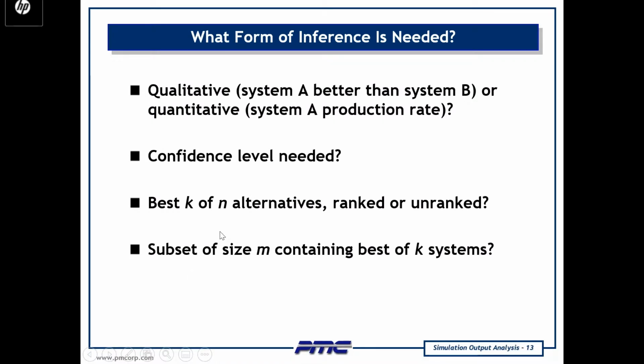And what form of inference is needed? It may be quantitative, I want a number, like a production rate. It may be qualitative, which system is better, and by approximately how much, and now we're getting quantitative again. What confidence level is needed in order to make and justify and feel confident in business decisions? Maybe I looked at 12 alternatives or even more. I just spoke of an example that would end up at 12. Do I want the best 3 of them in first, second, third order, or just the best 3 in some order, and then I'll explore them in more detail? Out of those 12, do I want a subset of size 3 guaranteed to contain the best one?